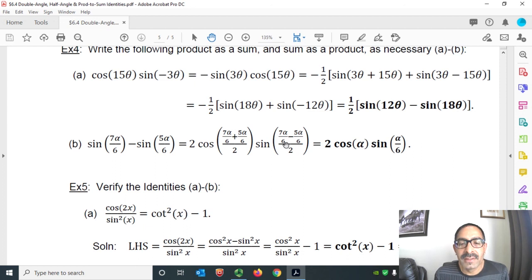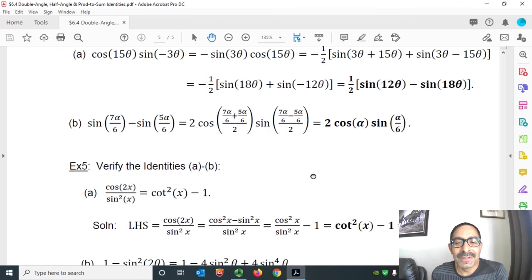In here, 7 alpha minus 5 alpha is 2 alpha over 6. LCD is 6, by the way. That means 2 alpha over 6 and over 2. So this 2 and 2 cancel, so alpha over 6, which is here. So our final answer is 2 times cosine alpha times sine of alpha over 6. I hope this makes sense to you all.